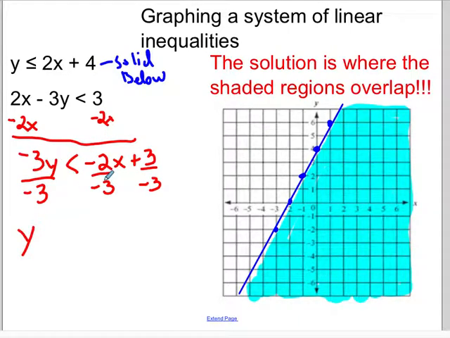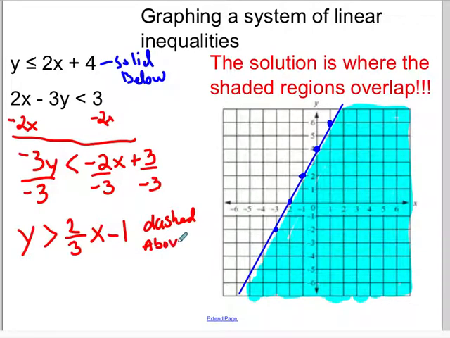Y, because we divided both sides of an inequality by a negative, we're going to flip our inequality sign to greater than 2/3 x minus 1. And so for our bottom inequality, we're going to use a dashed line, and we're going to shade above. We're using dash because it's greater than, and we're shading above because it's greater than. So we start at negative 1. I'm going to rise 2, run 3, rise 2, run 3. I'm going to go down 2 and to the left 3.